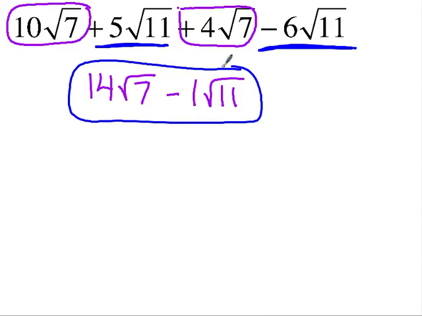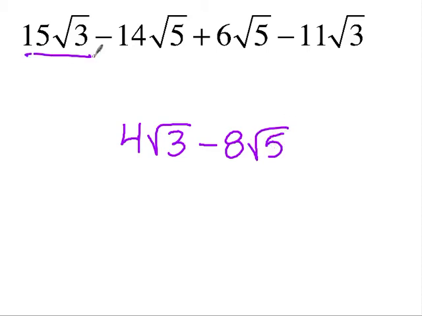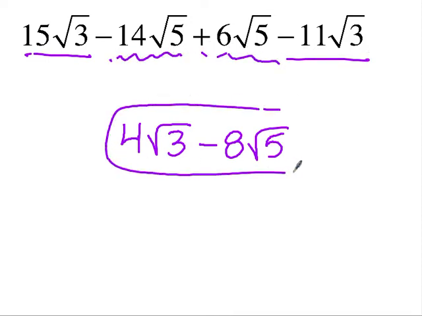Questions? Let's look at this one. So with that same process in mind, what would this solution be? Okay, 4 root 3, negative 8 root 5. Very good. So I've got 15 root 3, negative 11 root 3, negative 14 root 5, and 6 root 5. And then I get 4 root 3 minus 8 root 5.